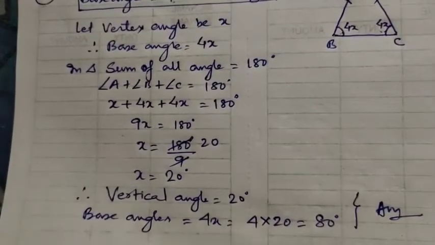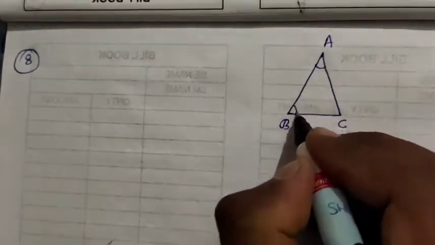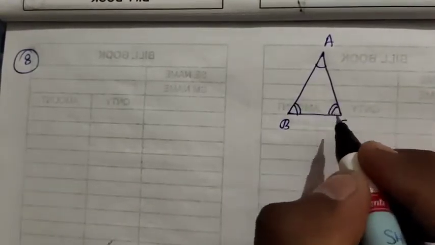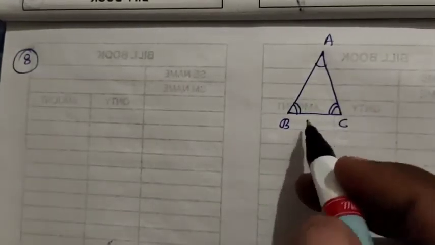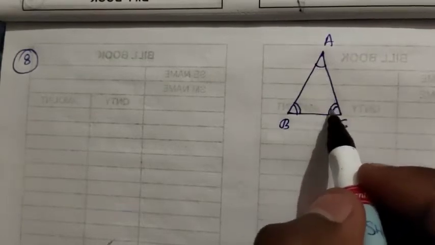Hope that this question is also clear. Question number 6 and 7 you have to solve on your own, and next I am going to solve question number 8. Question number 8 is saying the vertical angle of an isosceles triangle is 3 times the sum of its base angles. Let us draw a figure. First A, B, C. This is the vertical angle, these two are the base angles, and the question is saying this angle is 3 times the sum of these two angles.